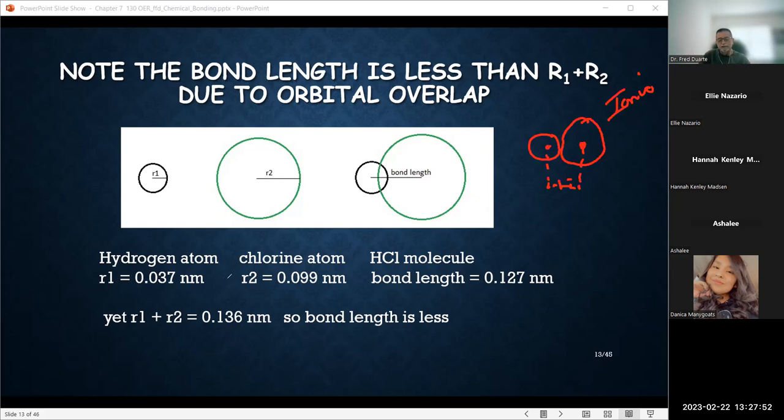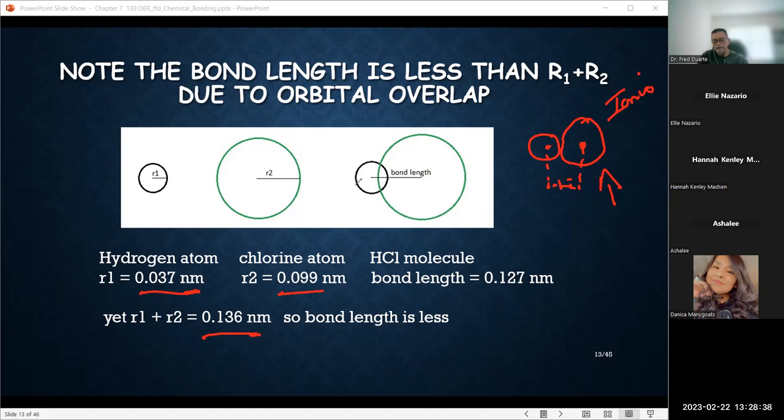So it was thought that for covalent compounds, the same would be true. So if we look at the hydrogen atom, which is known to have a radius of 0.037 nanometers, very small diameter. Nanometers, that's in the order of 10 to the negative 9 meters. And the chlorine atom has a radius of 0.099 nanometers. It was thought that the overall radius would have been the sum of each individual radius. So the sum would have been 0.136 nanometers, okay? But that's not the case.